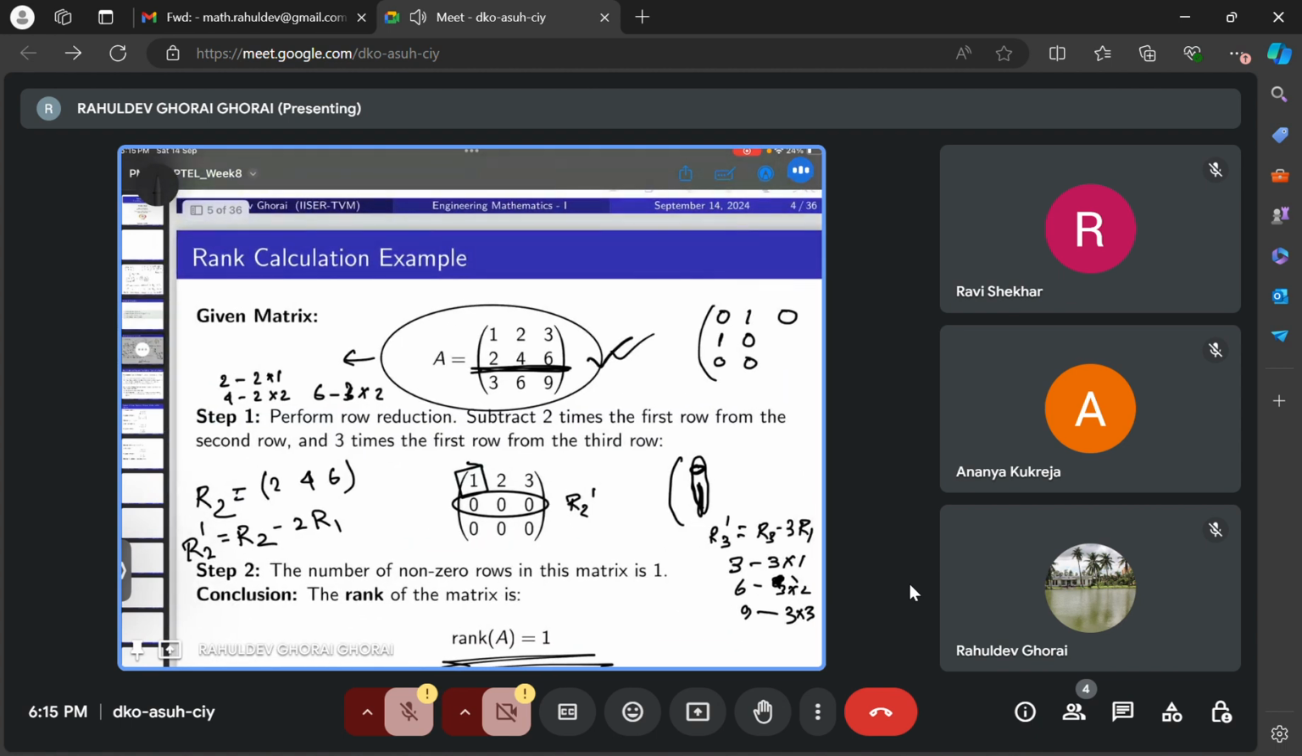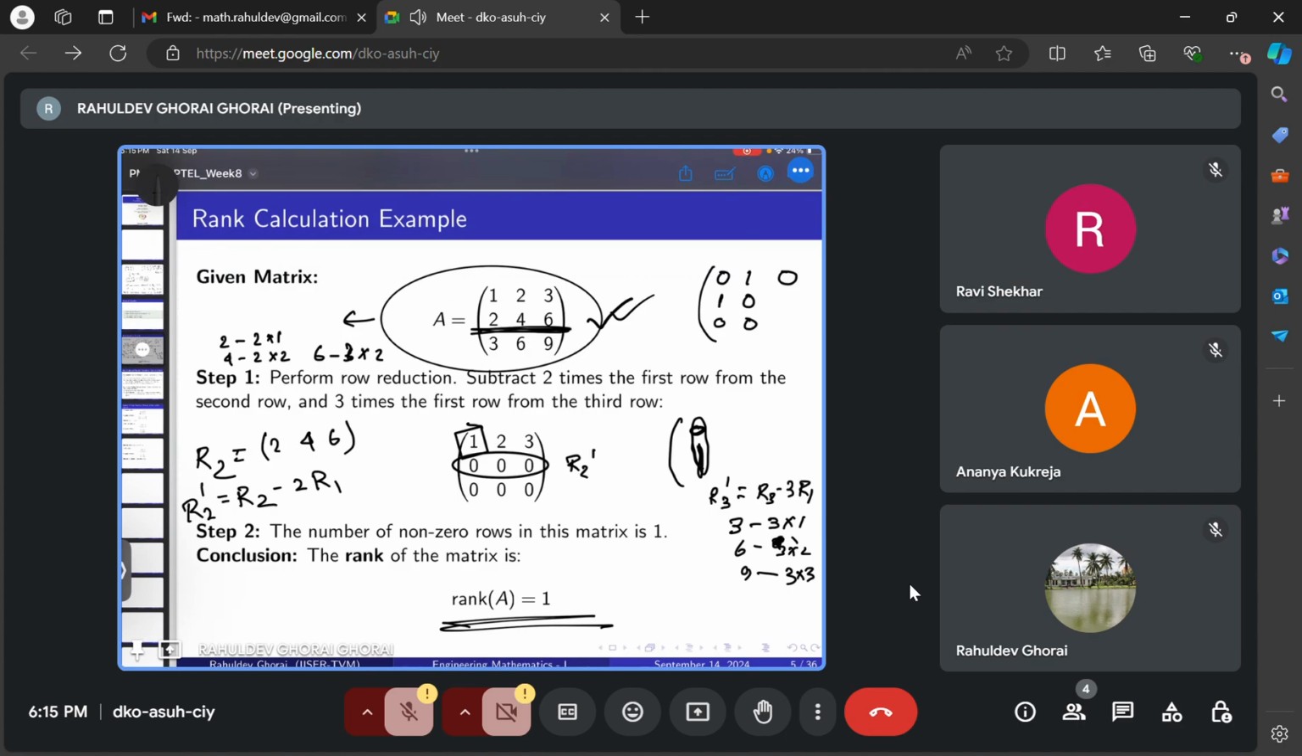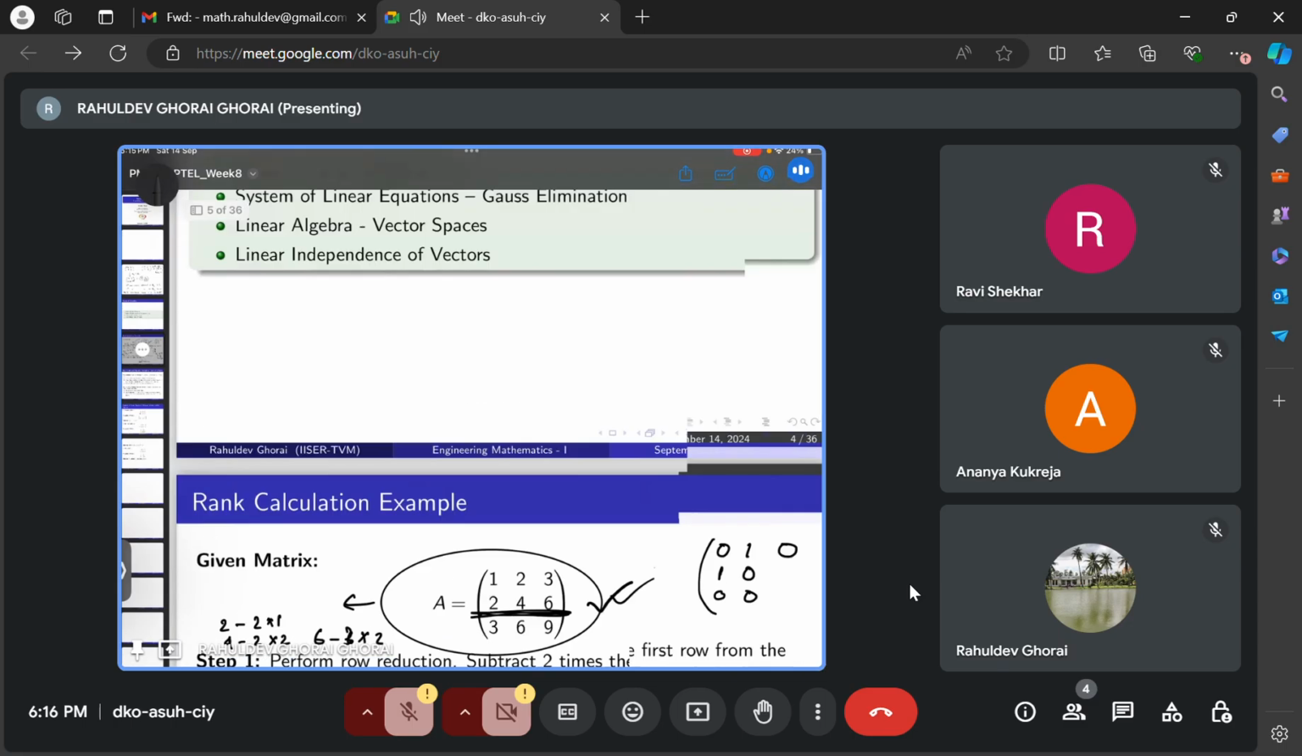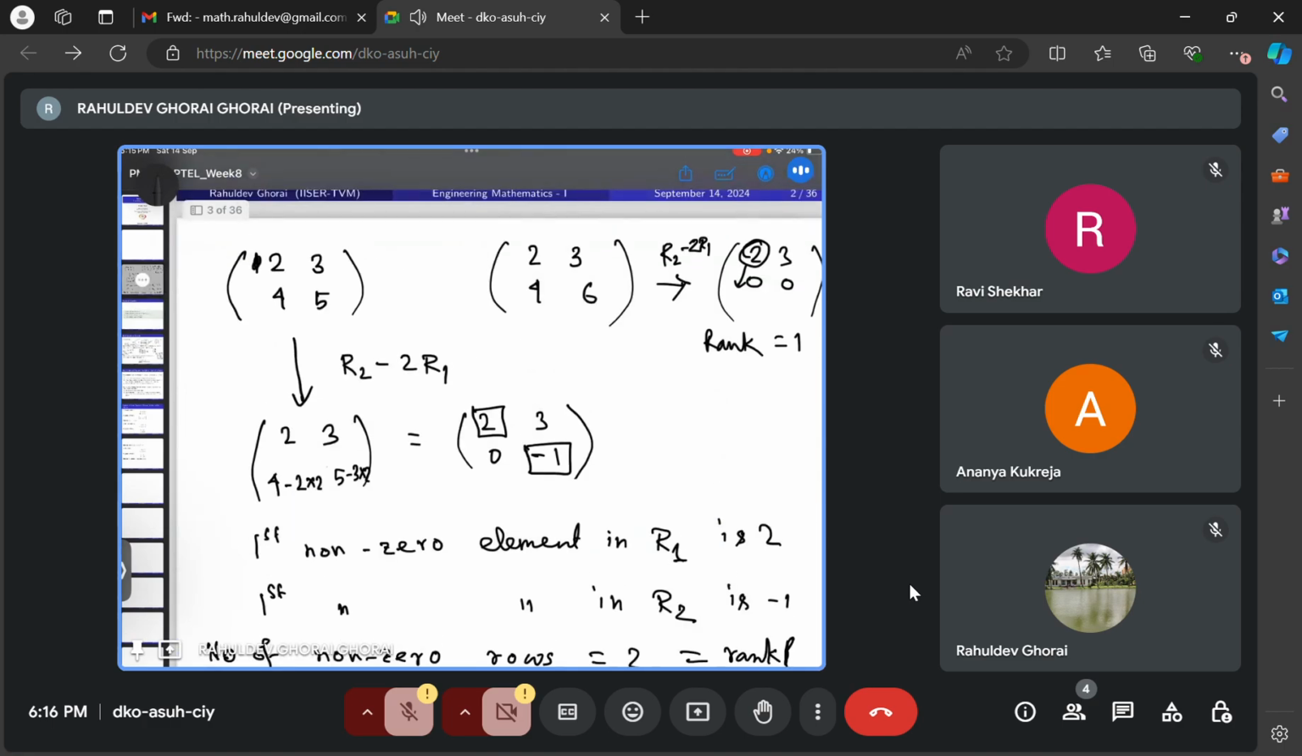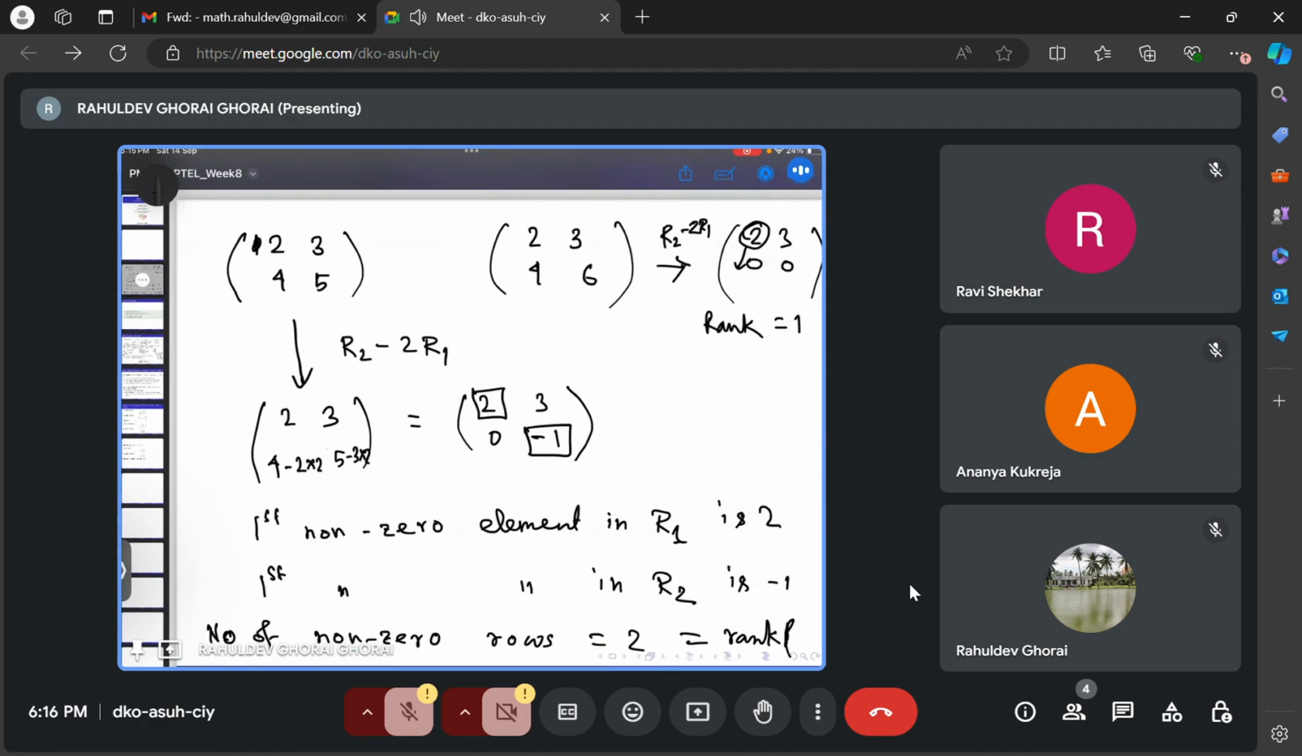You have a matrix, and you try to reduce that matrix to something called row echelon form. That is this type of thing. After transforming the matrix, you find the first non-zero entry of a row, and in the same column after that element, no other non-zero elements are there.